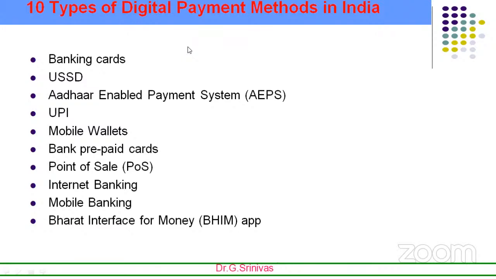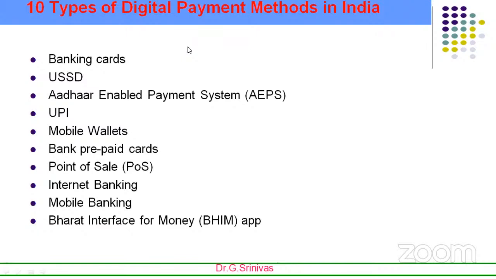You know bank cards, like debit card, credit card, smart card, and some complementary cards. For example, when you are doing overtime in your company, they may give some cards. We may use those cards for shopping in shopping malls like Spencer, Reliance. They are called complementary cards. So these bank cards are one of the payment technologies.